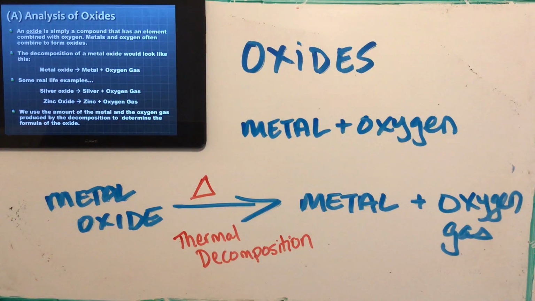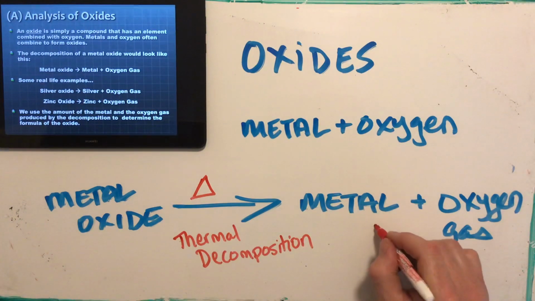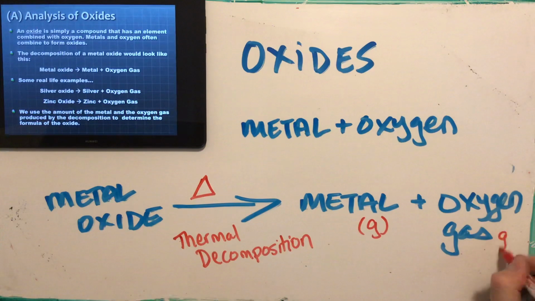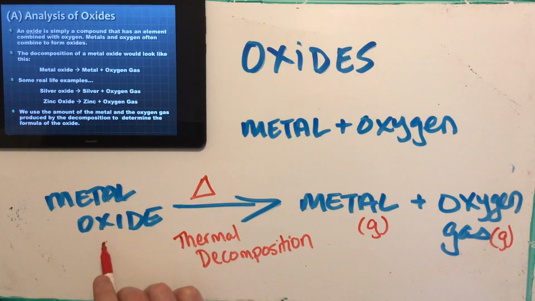So then what we do is we use the amount of this. Now, we can get the mass of that and the mass of this produced, and we'll use these masses to figure out the formula of this. So again, the products will work backwards with these two things to get the formula of that. All right?